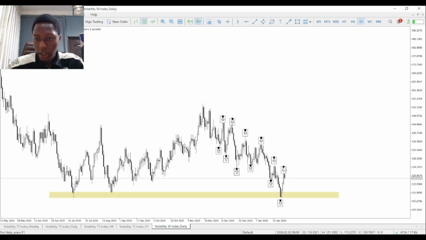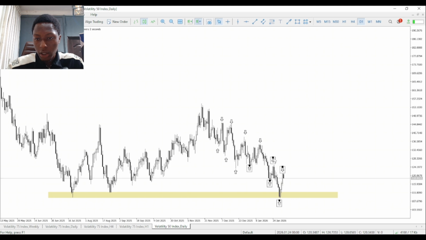So now you can see I'm just labeling all the higher highs, lower highs and lower lows we have in the market. You can see them right from the daily time frame. If you want to trade the H1 time frame, which is the 1 hour time frame, you first of all look at the daily time frame first.